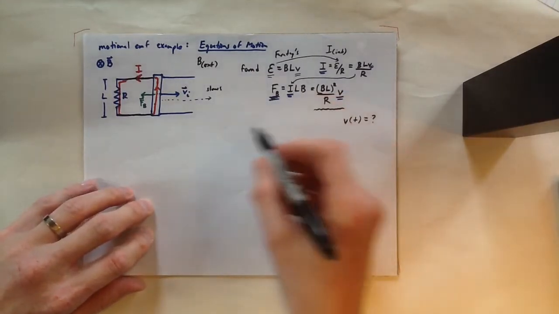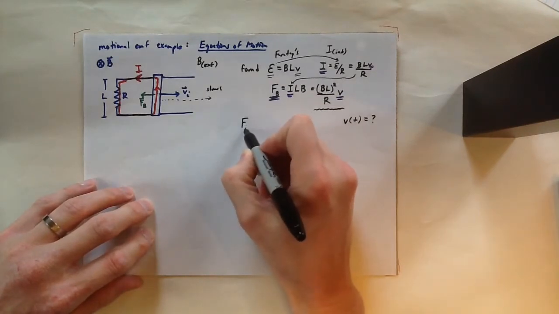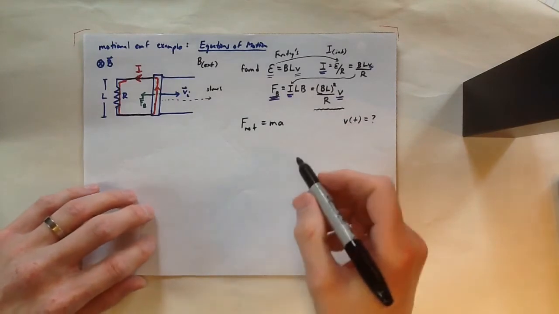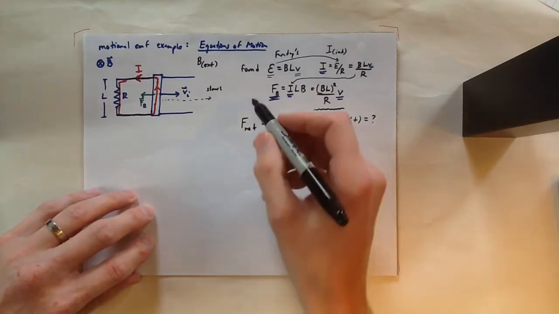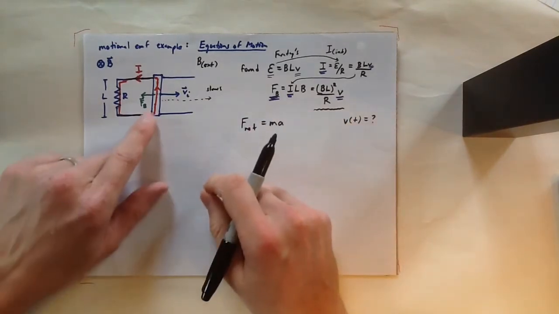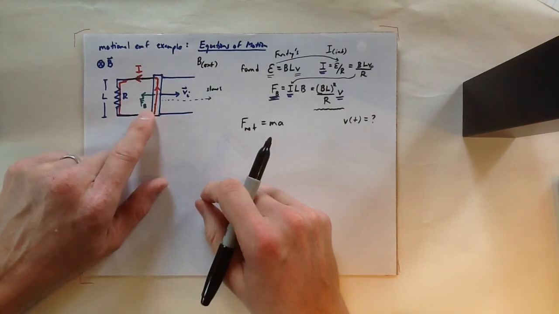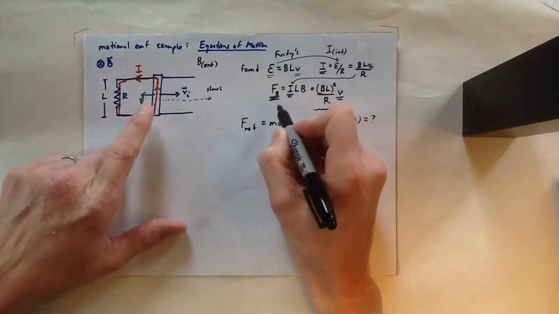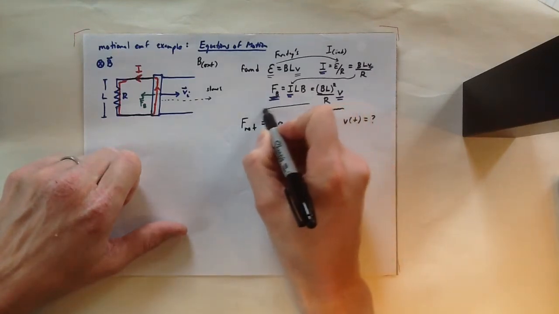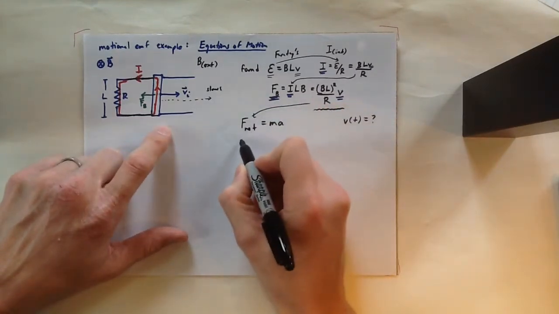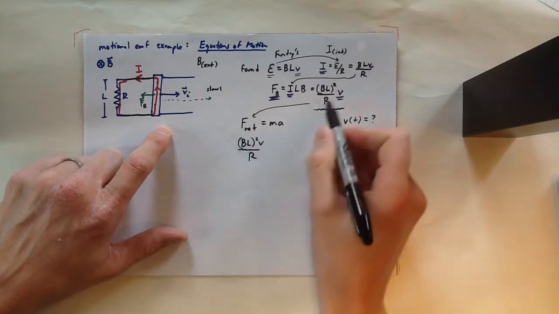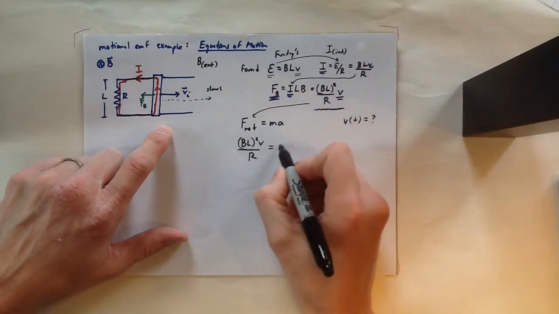So here's what I'm going to do. I'm going to use this as my jumping off point, and I'm going to just plug it into good old F net equals ma. And so in this case, the net force on the bar is just the magnetic force, and there's no other forces on this. So I'm just going to go ahead and put that in here. So that'll be BL squared V over R, just plugging in this, equals ma.